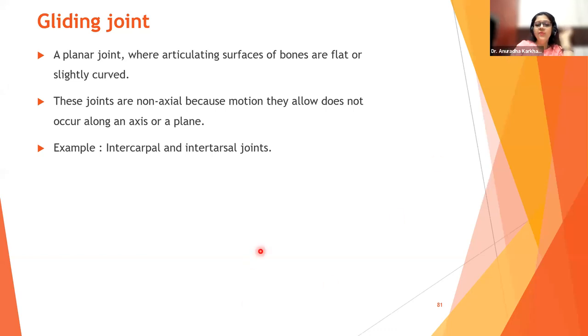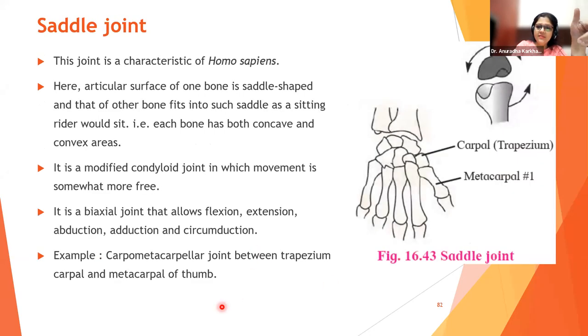Now let's go ahead with the saddle joint, which I was talking about, which generally gets confused between saddle and condyloid. Okay, let us see the difference. See, this joint is a characteristic of Homo sapiens alone.